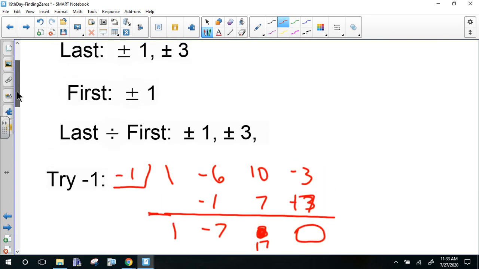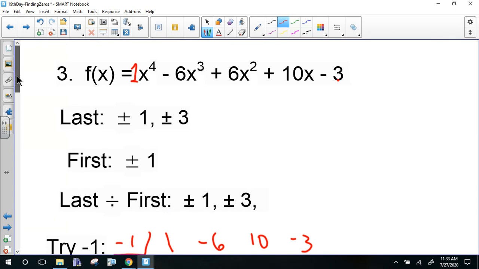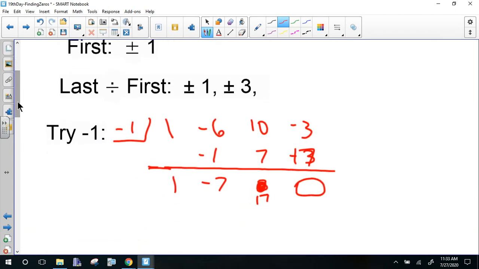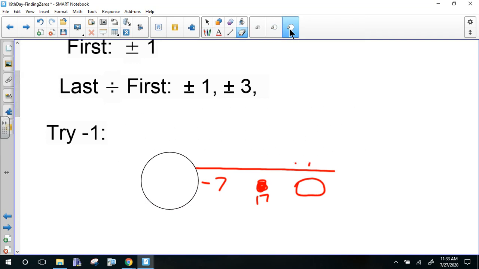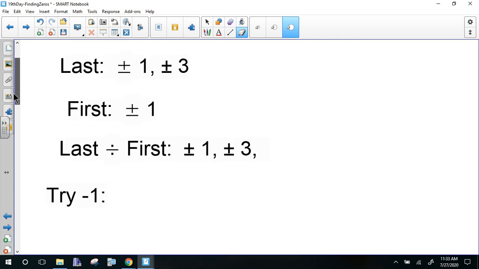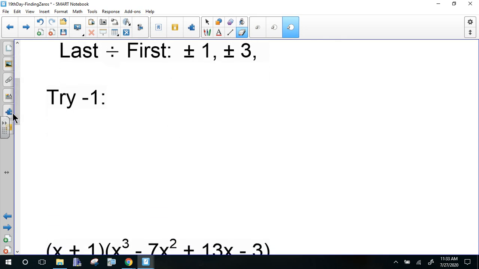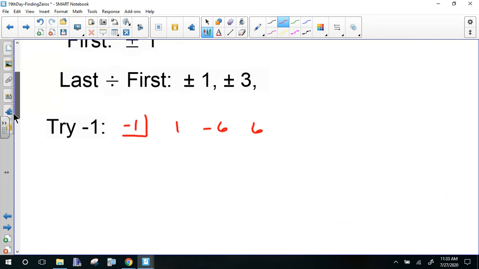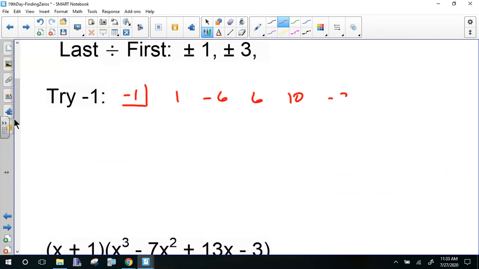But it says it should. Did I write down my numbers right? 1, negative 6. Didn't write down all the numbers. The second biggest mistake teachers and students make: not writing down the problem correctly. All right, 1, negative 6, positive 6, 1, 10, negative 3. Let's try this again with the correct numbers.